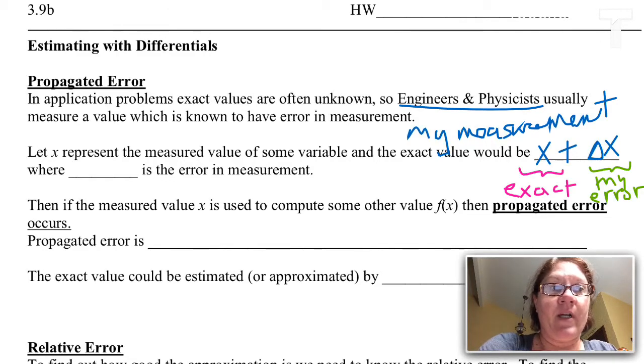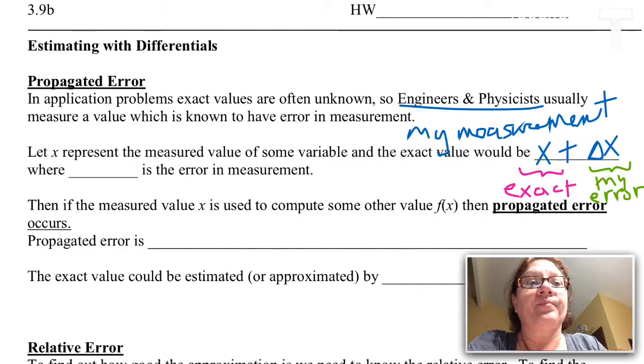And if you've ever measured anything, you know the rule, especially in woodworking: measure twice, cut once. So there's always room for human error, especially when you start measuring things that are really tiny. And so that delta x would be the error.